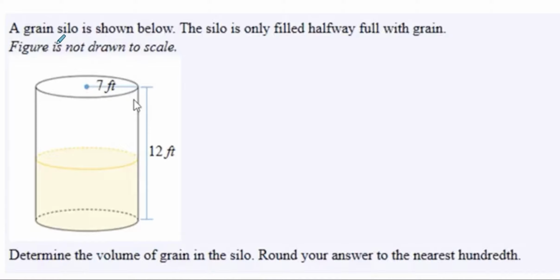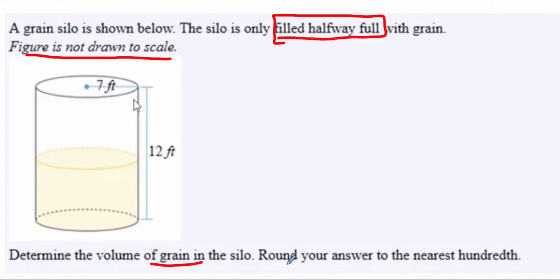Here, a grain silo is shown below. The silo is only filled halfway full. Make sure you read all the directions. It's only filled halfway full with grain. The figure is not drawn to scale because there are a lot of people who say, wait, this whole thing is 12 and that little bitty piece is 7? That doesn't make sense. So know that it's not drawn to scale, which means it's not an exact replica. Determine the volume of grain in the silo. So, what do I know?